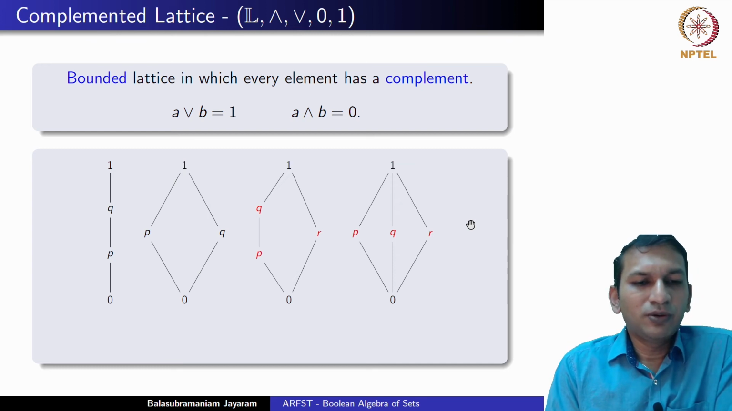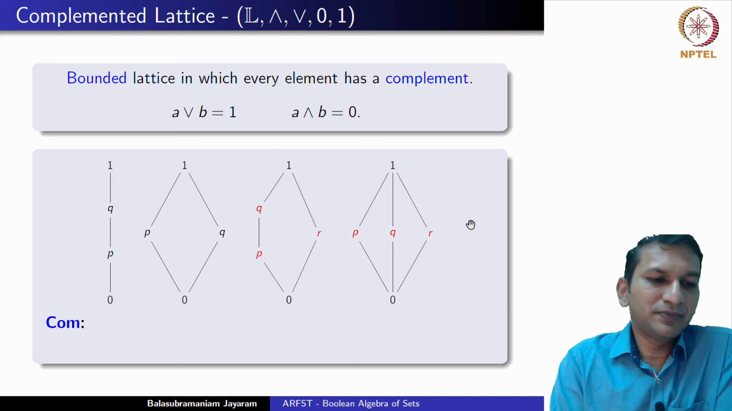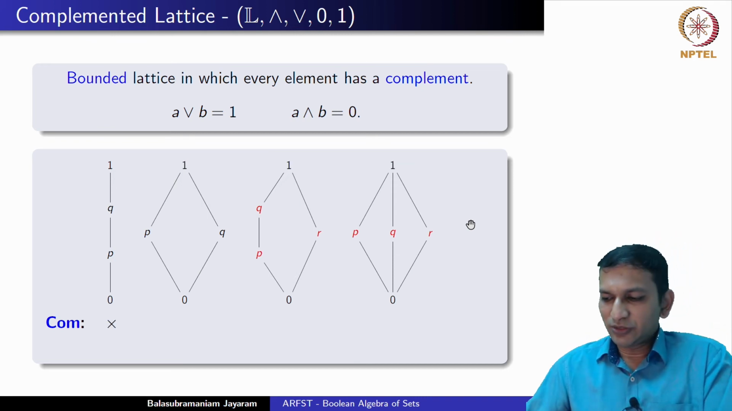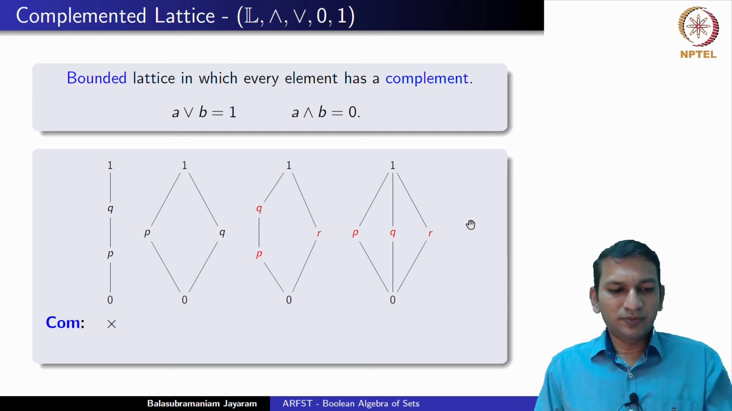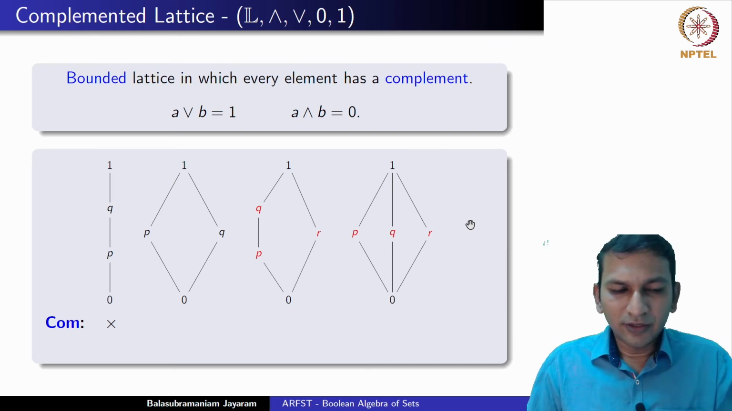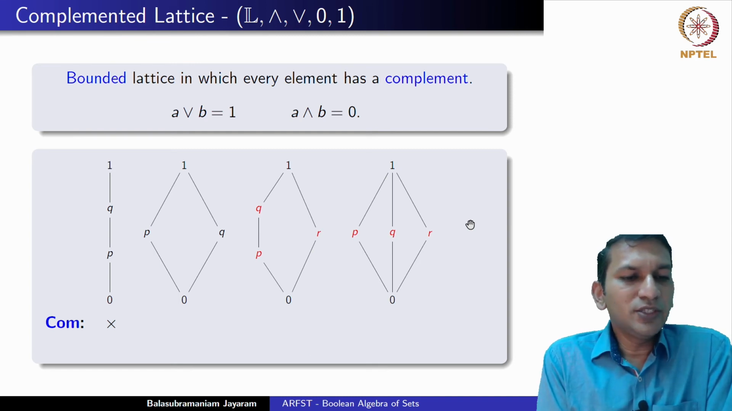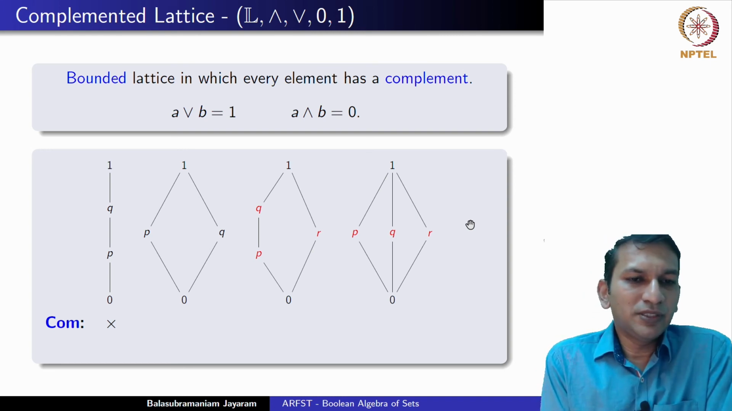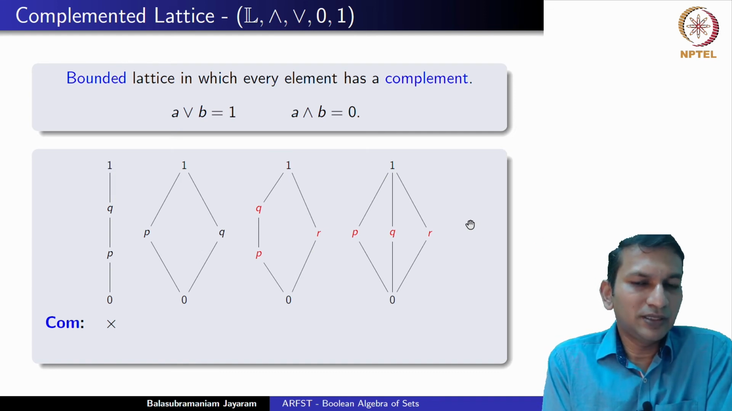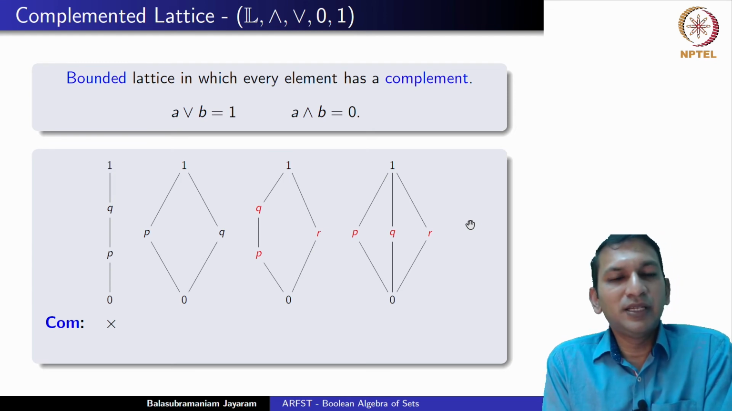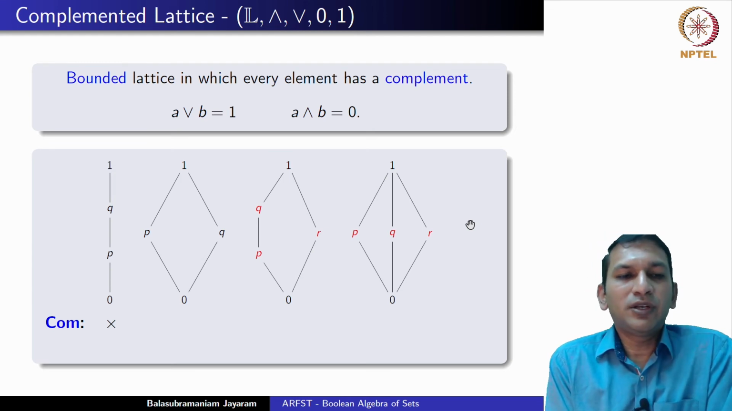Let's ask the question, is the first lattice, which is a chain, complemented? Unfortunately, it is not. Why so? It is clear that the complement of 0 is 1 and for 1 it is 0. Since we'll always consider bounded lattice to talk about complements, we have these two elements 0 and 1 which are always complemented. It is for elements other than the minimum and maximum elements that we need to discuss the existence of a complement.